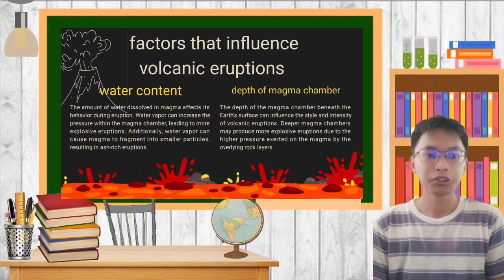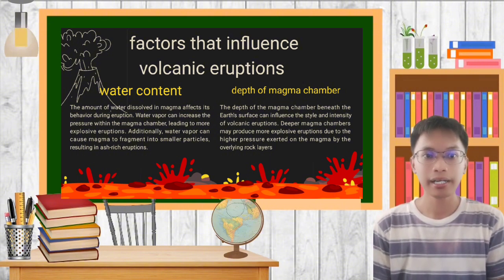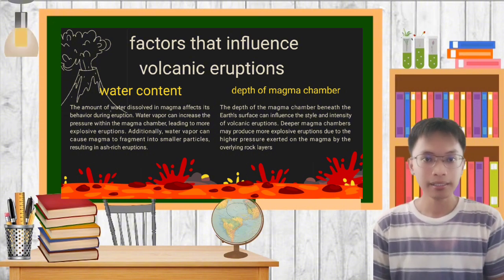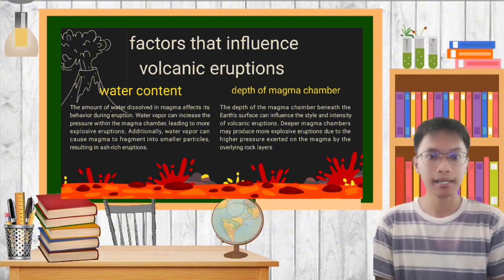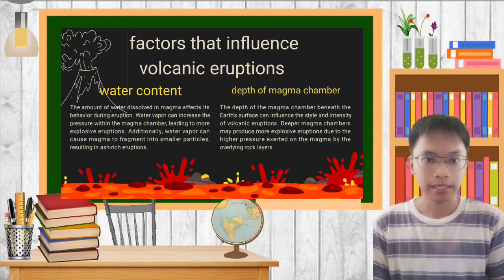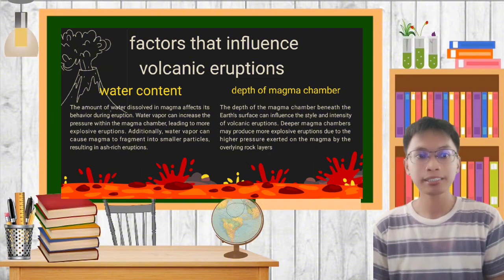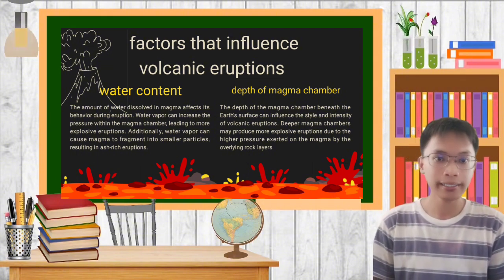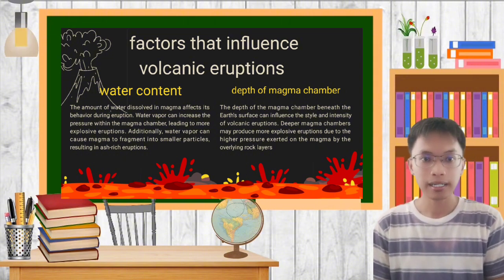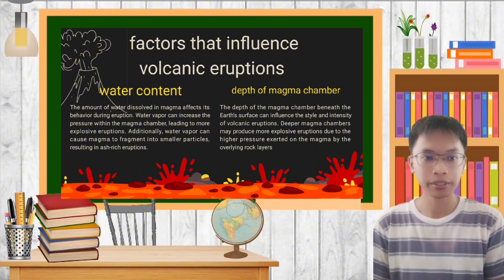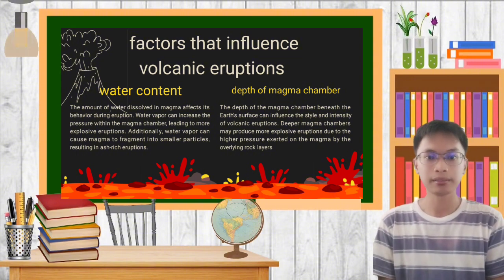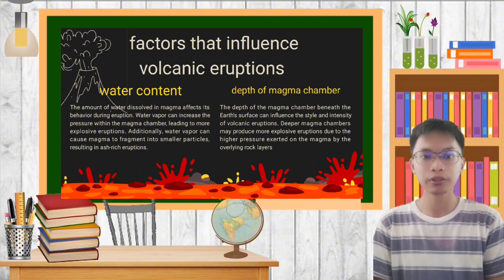The depth of the magma chamber also influences the eruption. First, the shallower chamber experiences less pressure, allowing magma to erupt more readily, while the deeper chamber holds magma under higher pressure, potentially leading to a more explosive eruption when it finally breaks through. Imagine a deeply buried balloon versus one close to the surface. The deeper one will require more force to pop.